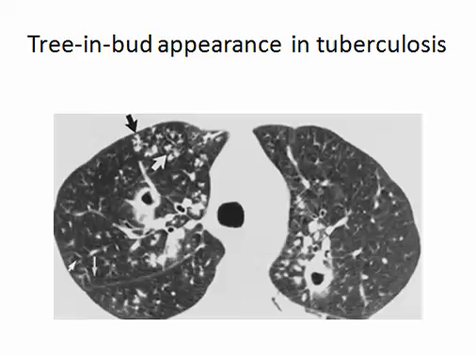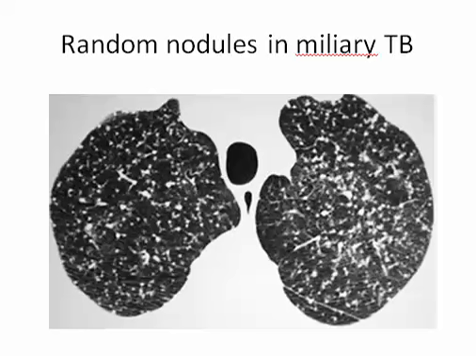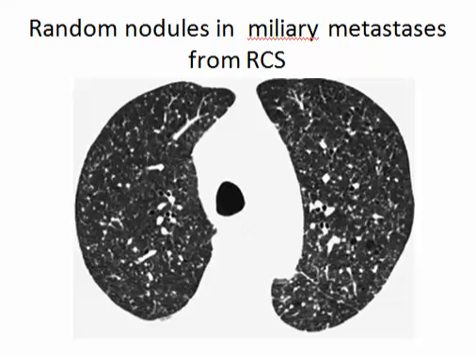This is a typical tree-in-bud appearance of tuberculosis. This is the miliary shadowing and the tree-in-bud and bronchiolitis. Random nodules in miliary TB. Random nodules in miliary metastasis, for example, reticulum cell sarcoma or thyroid.